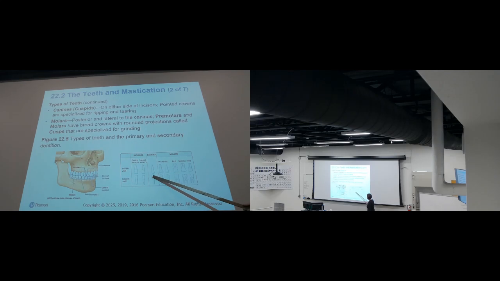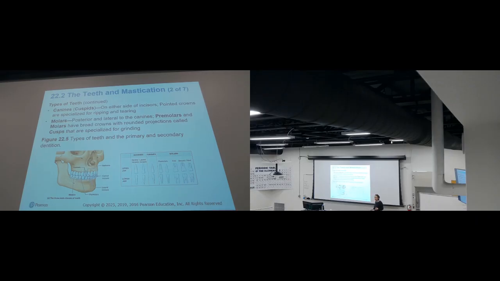On the sides of the incisors, we have these teeth that we call the canines. The canines have a sharp edge. This sharp edge helps to tear and grab strongly the food. So they have pointed crowns. So this is the crown of the tooth.